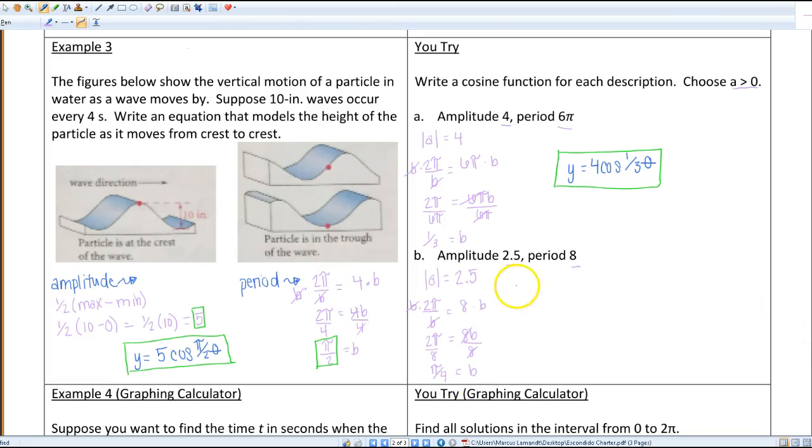So my amplitude is 2.5, and my a is 2.5, and my b is pi over 4, so my equation is y equals 2.5 cosine pi over 4 times theta.